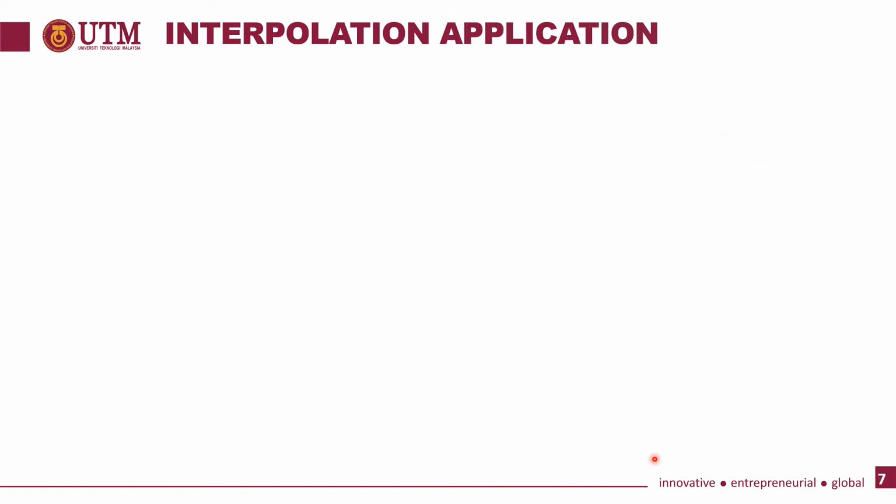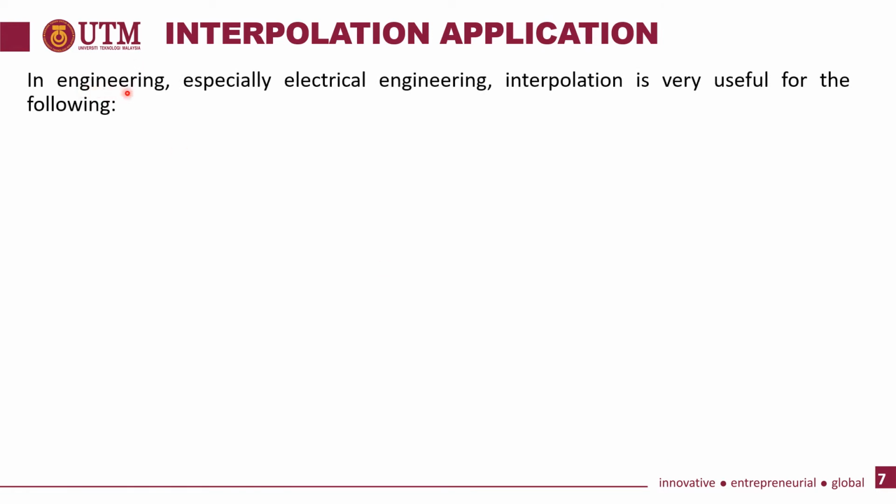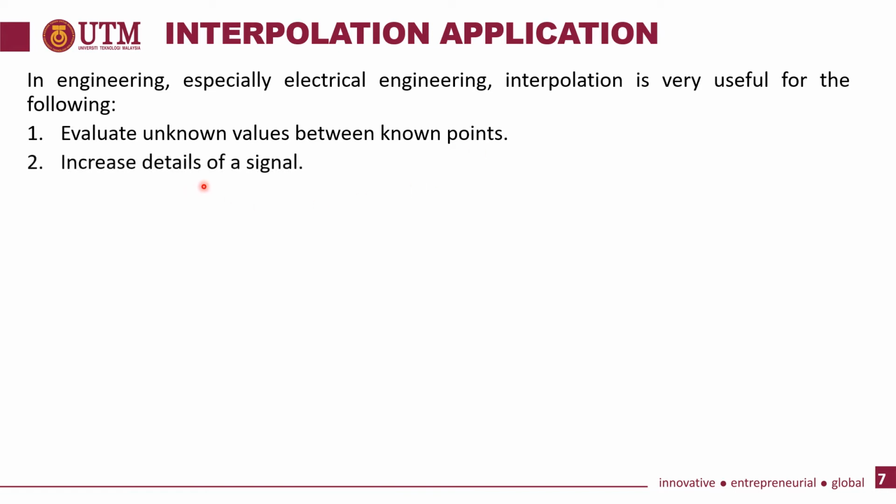All right, so next, let's take a look at some of the interpolation applications. In engineering, especially electrical engineering, interpolation is very useful for the following. We use interpolation to evaluate unknown values between known points, and second, to increase the details of the signals. If you have data with a low sampling rate, it means that in 1 minute you only recorded 2 data. So how do you know what the data is between 2 seconds? In order to do that, you need to interpolate it.